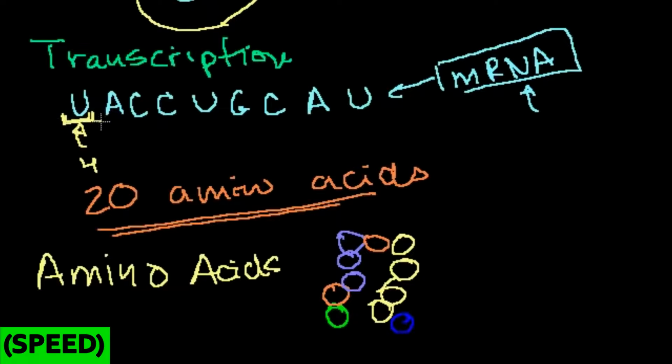Well, if we include 2 bases, how many combinations can we have? We have 4 possibilities here, and then 4 possibilities here, so we'd have 16 possibilities. But that's still not enough. That's still not enough to code for one of 20 amino acids, to say, hey, this is going to code for amino acid number 5. And we'll talk more about their actual names.